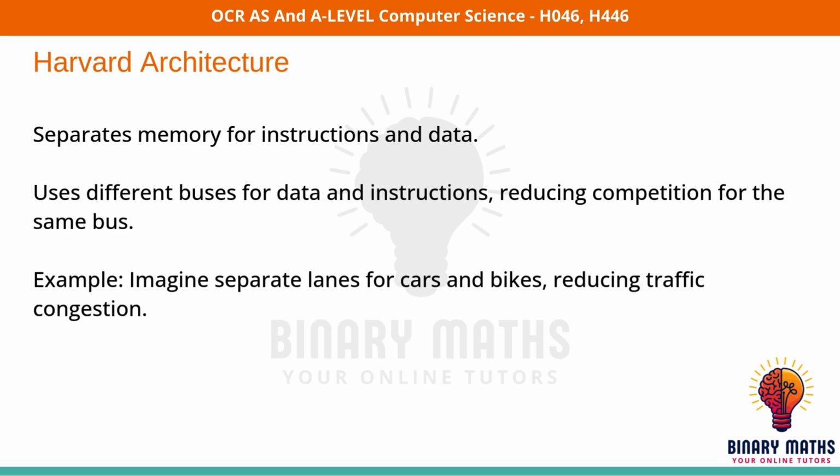An alternative to the von Neumann architecture is the Harvard architecture. This design separates memory for instructions and data, using different buses for each. This reduces competition for the same bus, much like having separate lanes for cars and bikes reduces traffic congestion.